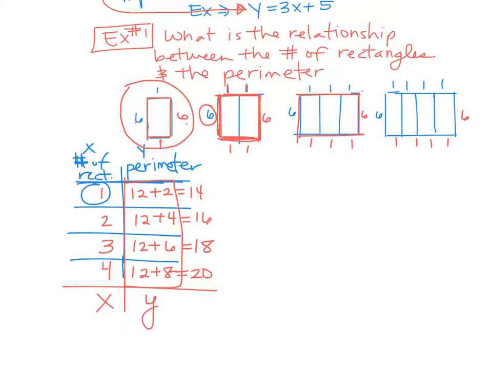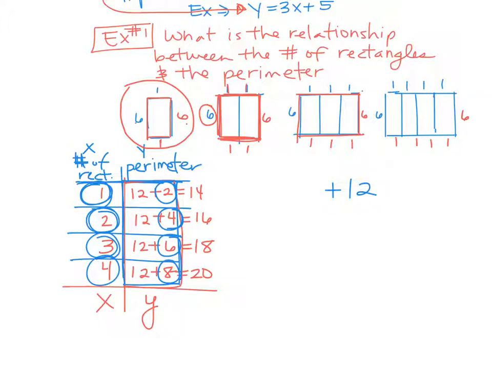What do you notice in this box? What's always there? 12. 12, right? So no matter what, you are adding 12 to your number, okay? So we know there's a plus 12 involved. Now look at these numbers. So this was 1, now it's 2. This was 2, now it's 4. This was 3, now it's 6. This was 4, now it's 8.